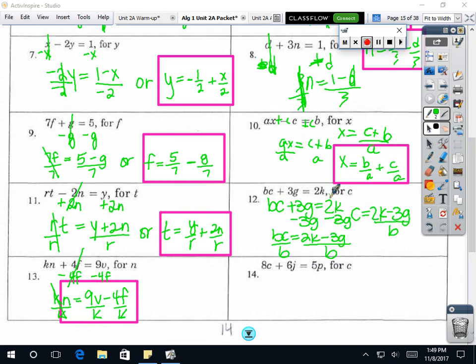Hello. She subtracted the 3g to cancel it on this side and then moved it to that side. You can't actually combine them, so she just brought it down. Then she divided by the b to cancel it out, and then here's her final answer, which she could have separated, but she didn't, but you could have.